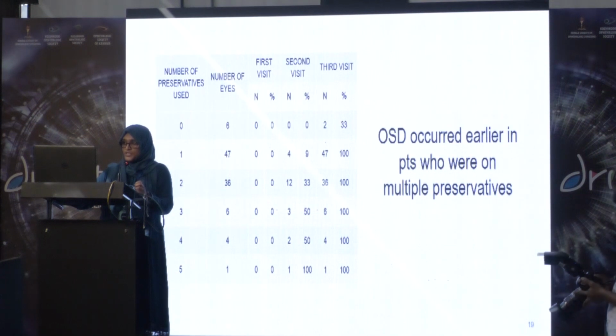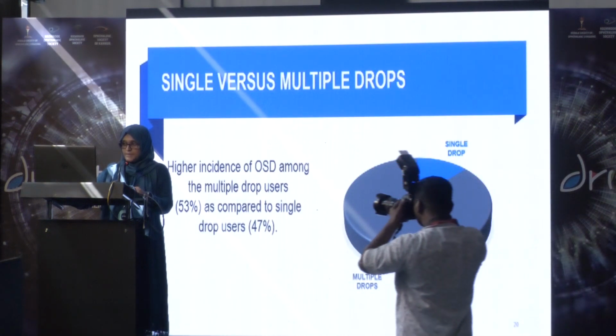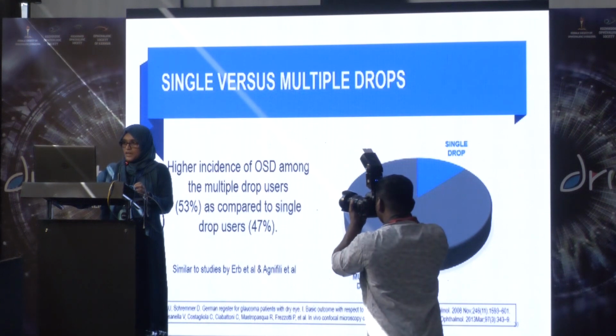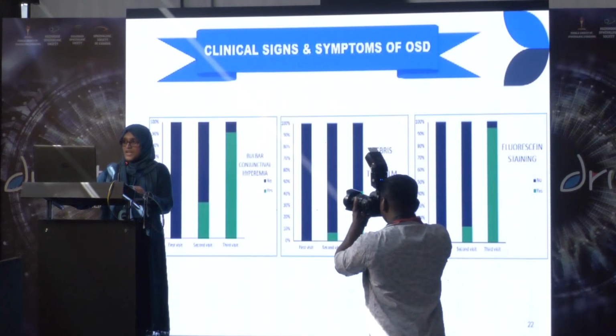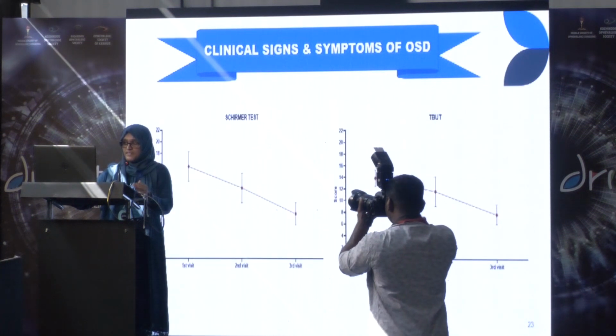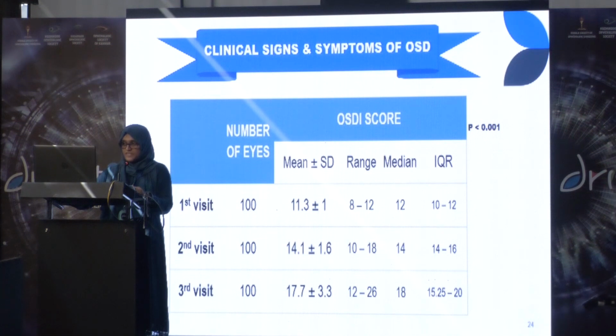We also found that OSD occurred earlier in patients who were on multiple preservatives. They were also found more in patients using multiple drops as compared to single drops. Then increasing incidence was found in single drug users, and the clinical symptoms and signs progressively worsened by third visit. OSDI score showed a significant value by third visit.